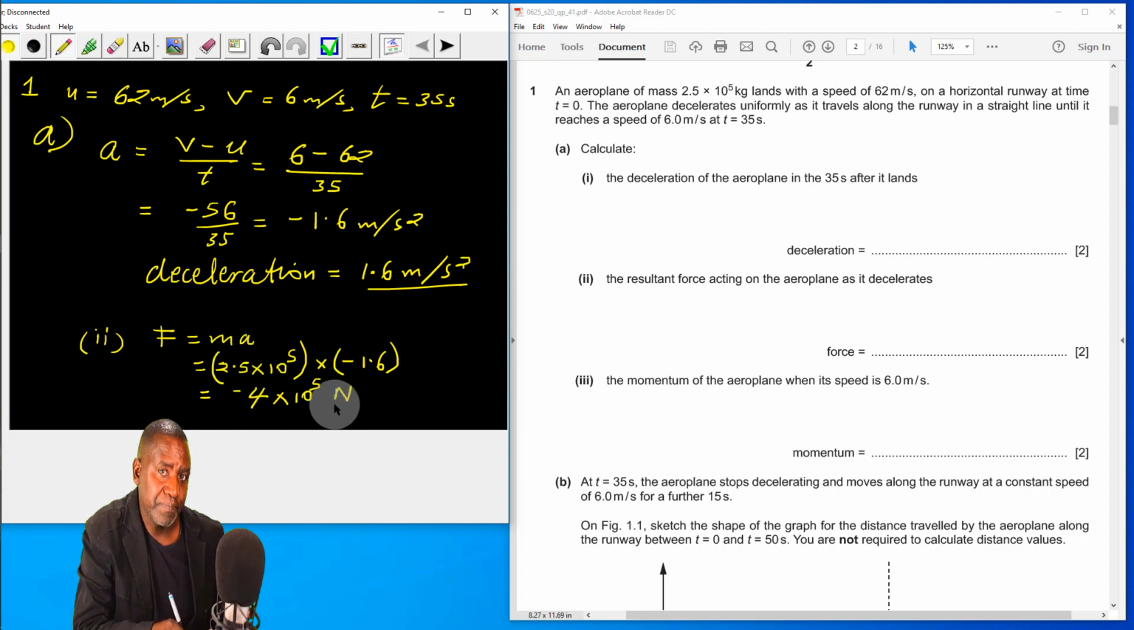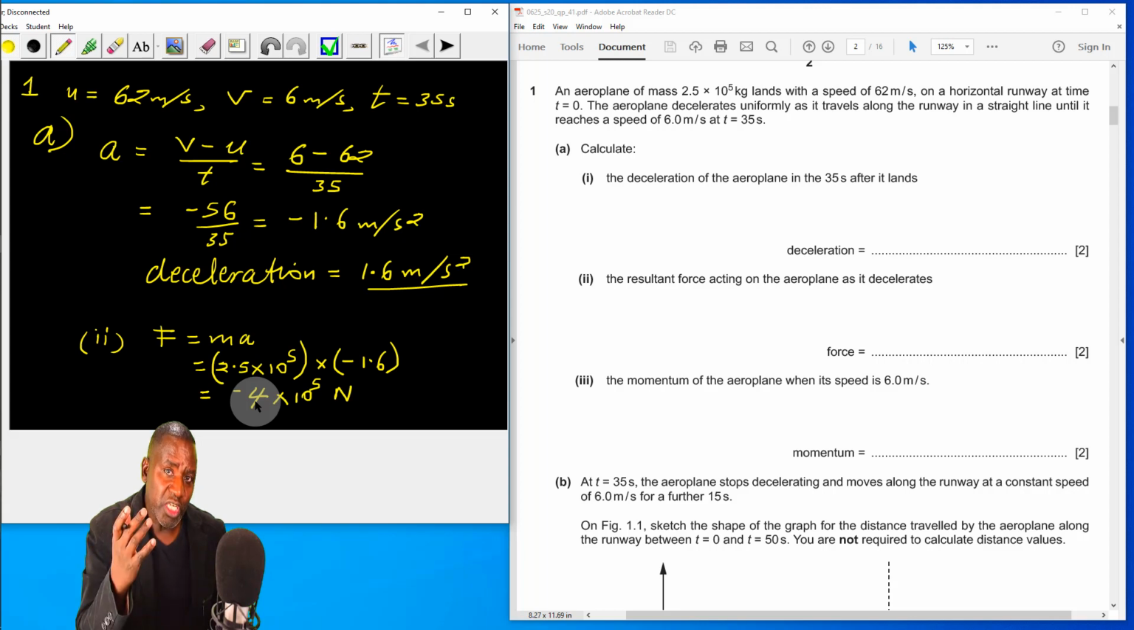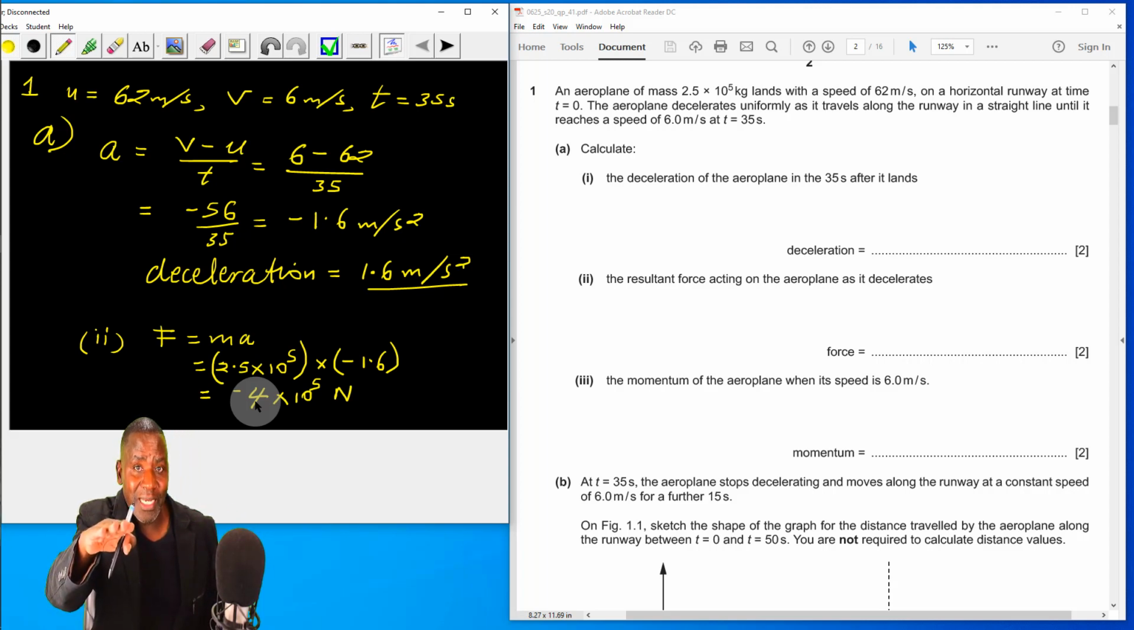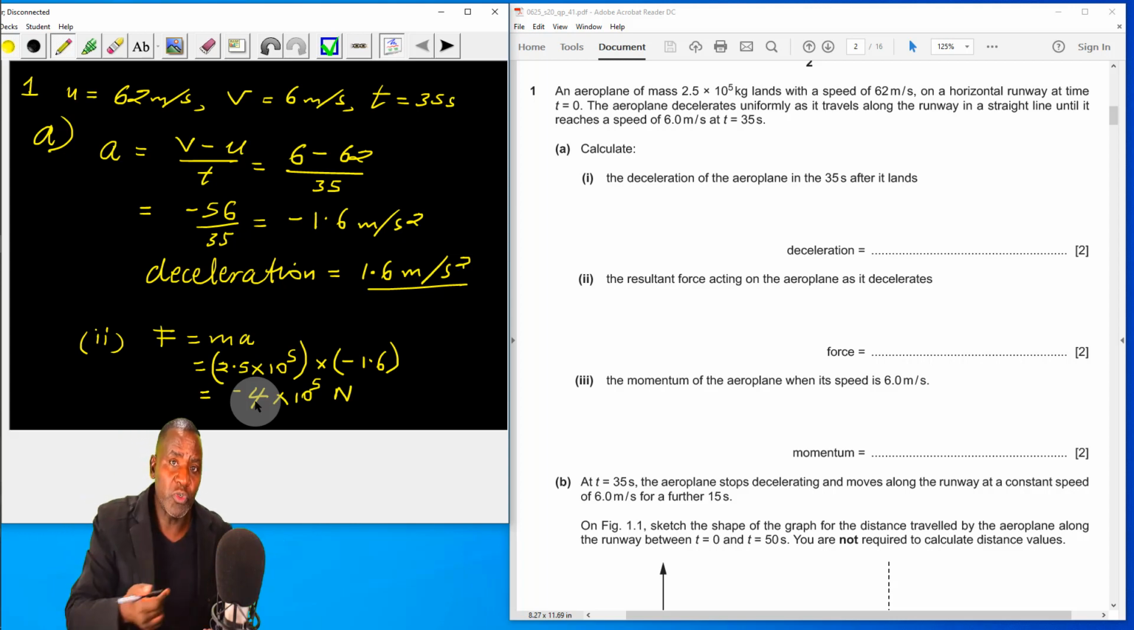Like that. The negative sign means that this force is acting in the opposite direction. The resultant force on the aeroplane is opposing its motion, is acting in the opposite direction to which the aeroplane is moving. So if the aeroplane is moving to the right, that resultant force is acting in the opposite direction. And remember the meaning of resultant force. It is that unbalanced force.